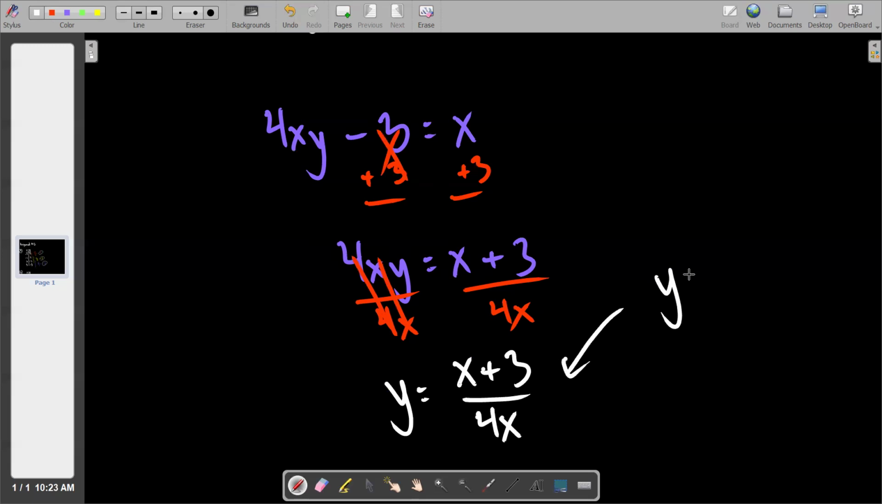Does that match the y equals mx plus b model? It does not. Therefore, this is not a linear function. This is not a linear equation because I can't make it say y equals mx plus b.